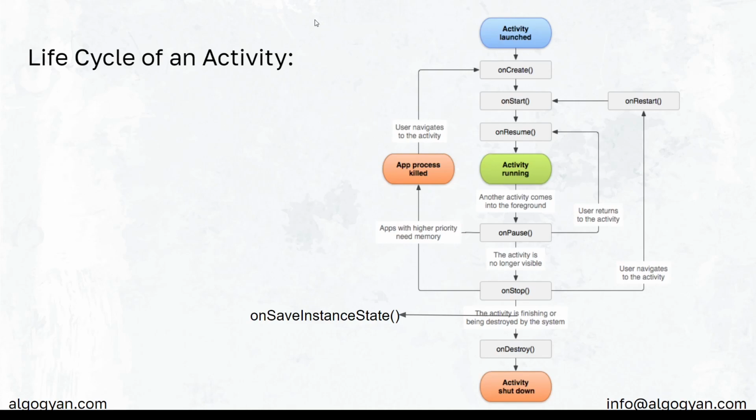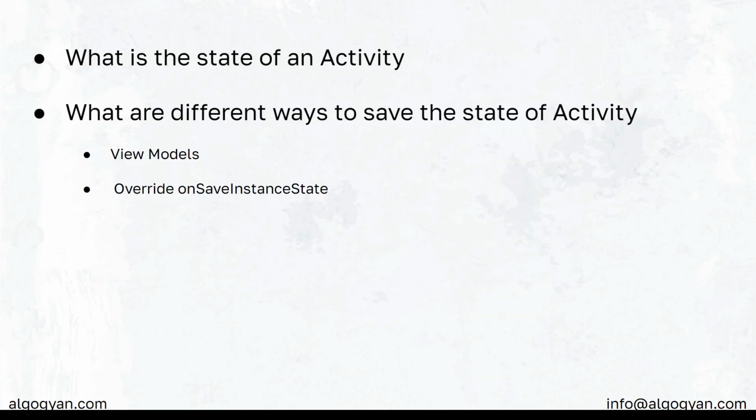This method gets called normally after onStop but before onDestroy. Let's quickly go through the example to understand it a bit more. There is another way to save the state as well. Broadly, to save the state of an activity, we can either use ViewModels or we can override onSaveInstanceState.